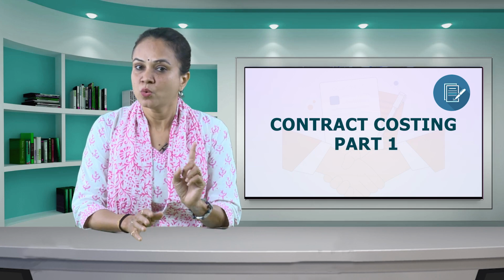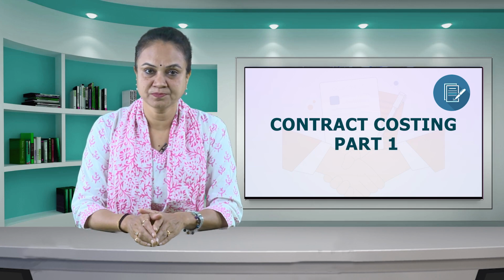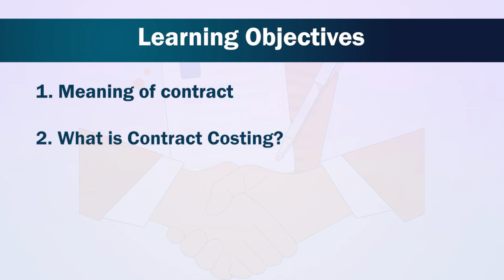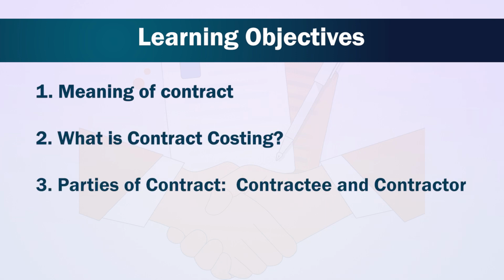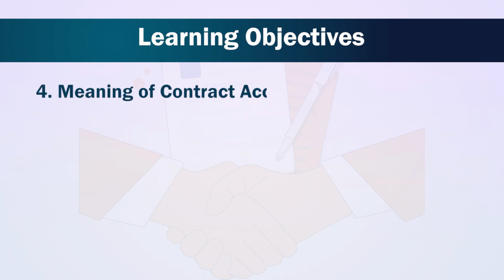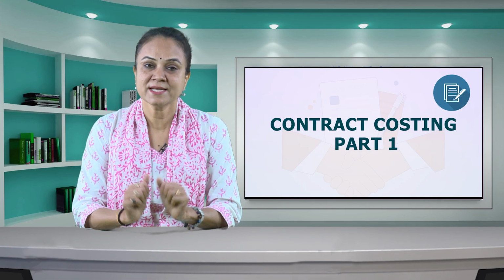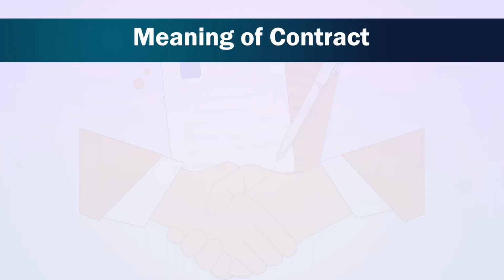In this part, we will discuss: number 1, meaning of contract; number 2, contract costing; number 3, parties of contract, that is contractee and contractor; number 4, meaning of contract account; number 5, expenses of contract and their accounting treatments. Let's understand first the meaning of contract.